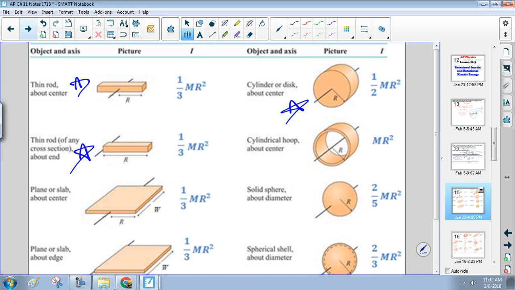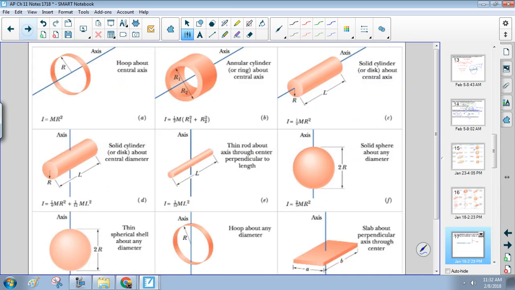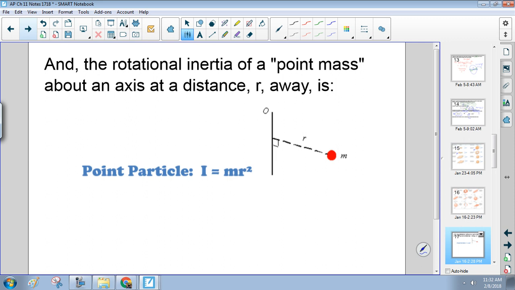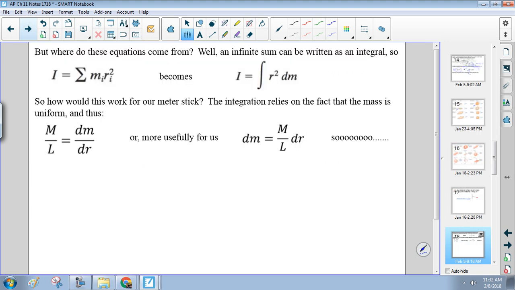So what we're going to talk about now is how to get these equations. Where do they come from? I guess worth noting, if you've got a point mass, the rotational inertia is just mr squared. So where do the equations come from? As I said before, this becomes an integral. The rotational inertia is the integral of radius squared with respect to mass.